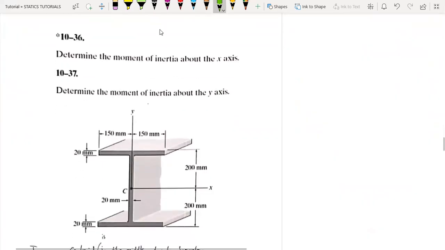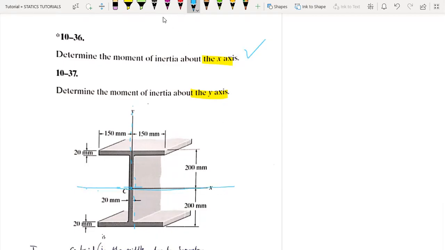Now here, it's required to determine the MoI about the x-axis and the y-axis. First of all, the centroid is in the middle regarding x bar and y bar because the shape is symmetric about the x-axis and the y-axis. So here we will use the parallel axis theorem. Let's start with the x-axis. Here is the x-axis.